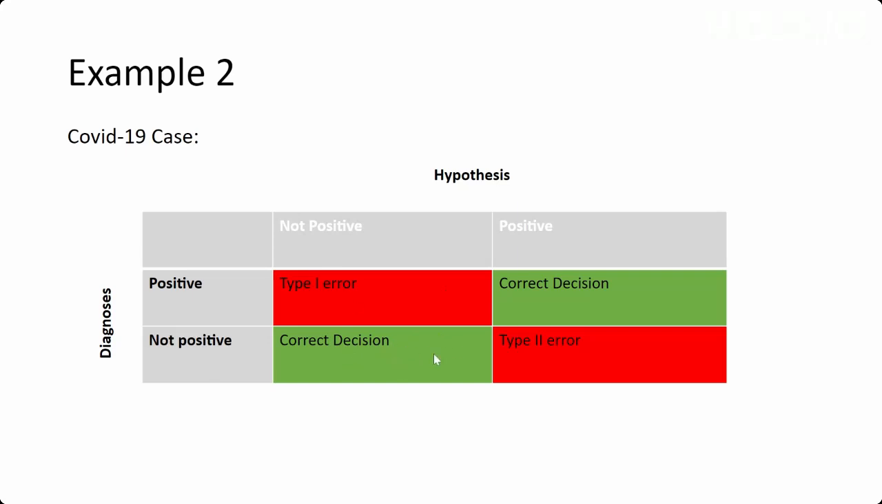Then the doctors would have made a correct decision, and they won't even dare to maybe start giving medication to that person. Again, there is a situation where the doctors say that person is not positive, and in reality the person is actually positive. The doctors would have made a type 2 error, and this may be fatal because that person won't be given treatment or any medication, and may result in death. And this was a common situation.